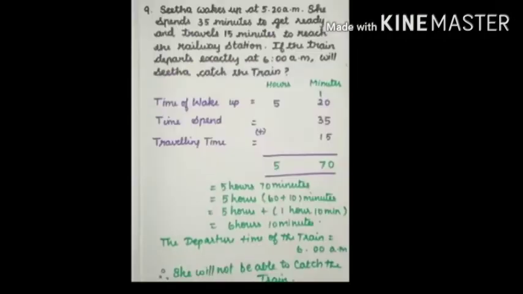See? Sita reached the railway station at 6:10 a.m. But the departure time of the train is what? 6 a.m. Will Sita catch the train? No, she will not be able to catch the train because she reached the railway station 10 minutes later. 6 hours 10 minutes. So she will not be able to catch the train.